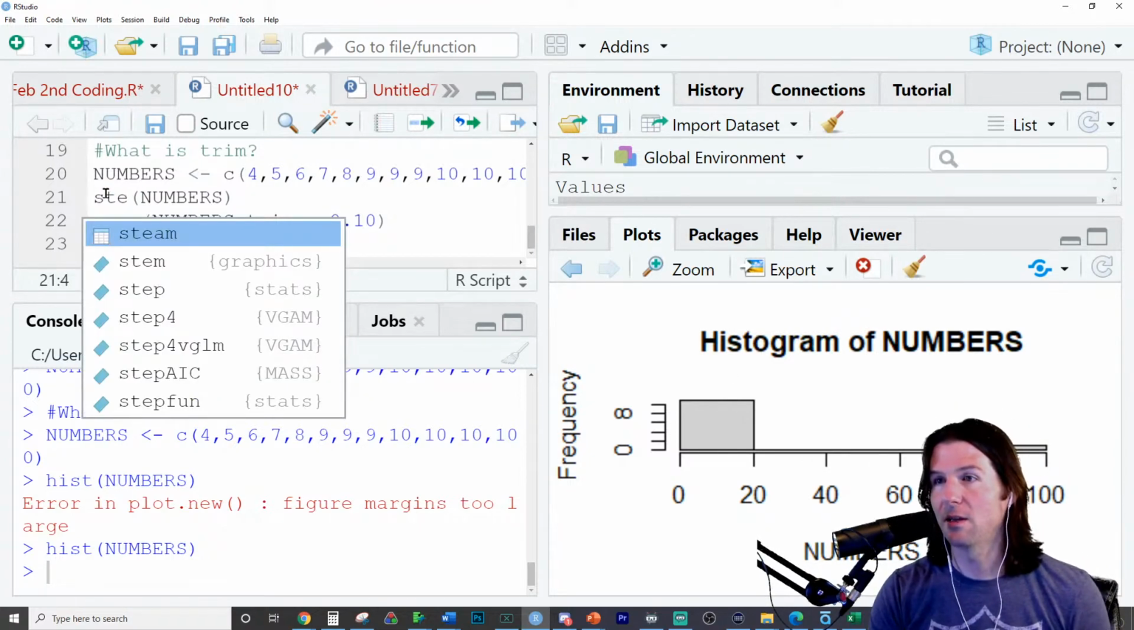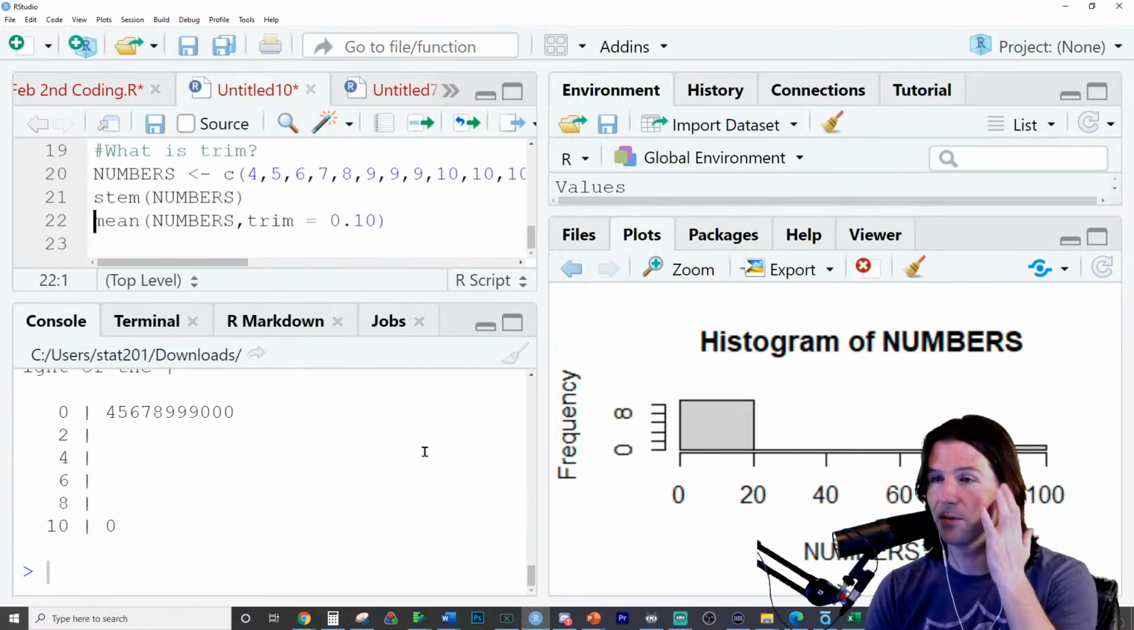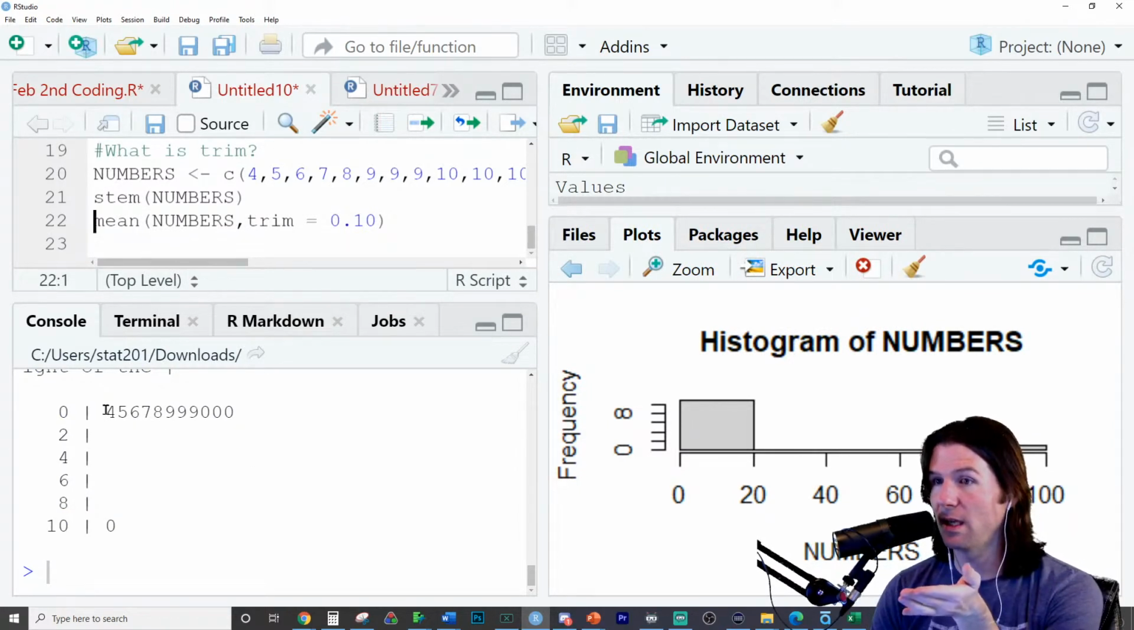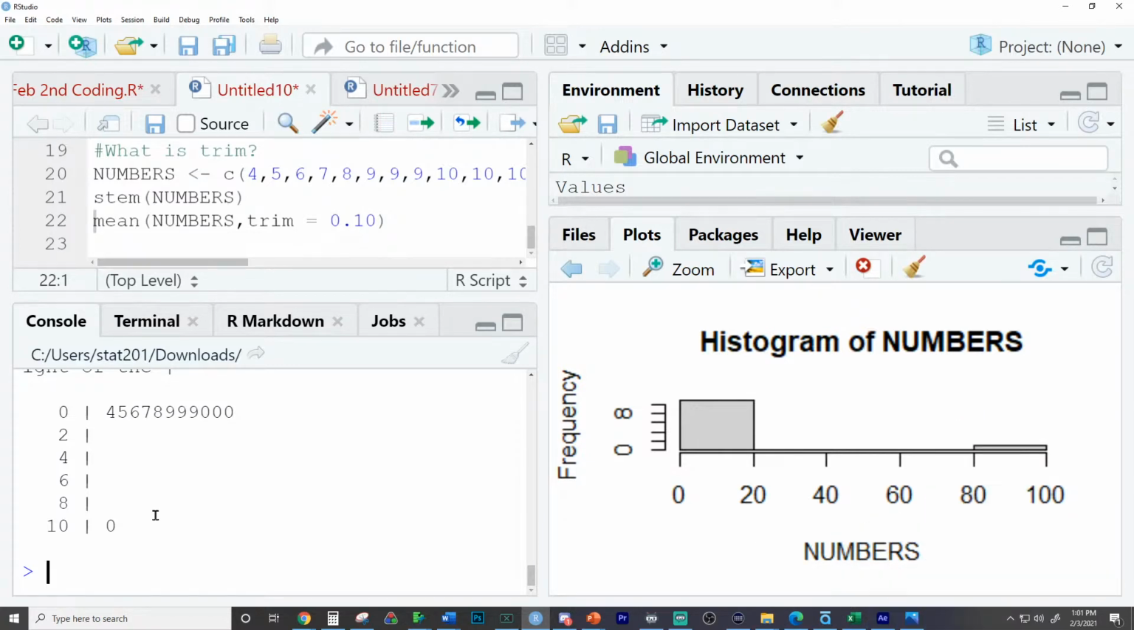You can even go to stem and leaf. So there's the stem and leaf right here. Bin widths of 20, and here's all the values here, and there's the extreme outlier. So it's pretty easy to see that this is a very, very skewed distribution.